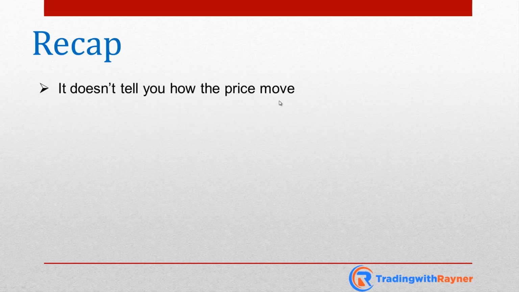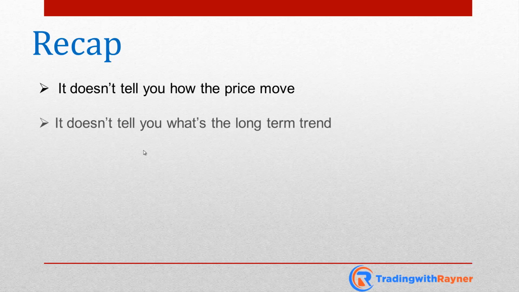Okay, so with that, let's do a quick recap of the limitations of candlestick patterns. Number one, it doesn't tell you how the price moves. It just tells you that it either closed higher or lower, but in between the open and the close, you do not know how the price moved within the day or within the period that you're looking at. Second, it doesn't tell you what the long-term trend is. So you have to be careful if you see things like a bullish hammer. A bullish hammer within a downtrend is not a bullish sign. So be careful of just trading these patterns in isolation without taking into context what the long-term trend is.